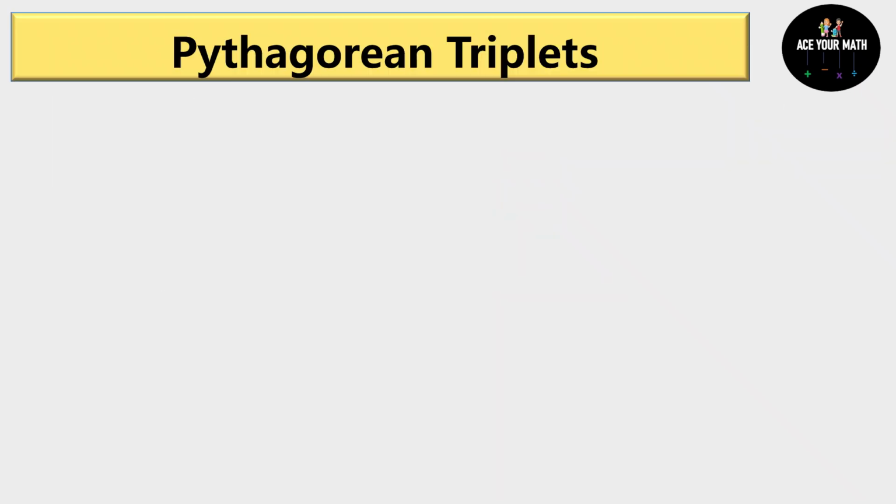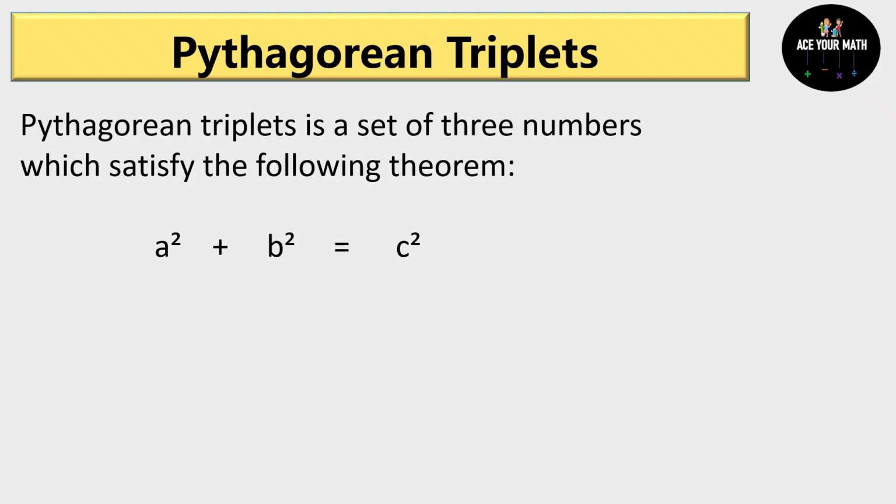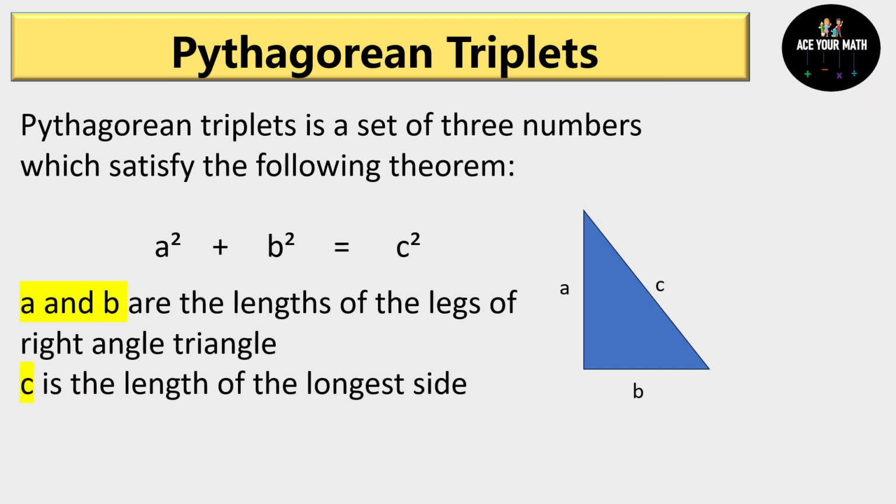Okay, now we'll understand what a Pythagorean triplet is, because the next few sums are related to this. See, Pythagorean triplets: let's say there is a right angle triangle whose three sides are A, B, and C. So what are A and B? A and B are the lengths of the legs of a right angle triangle and C is the longest side. So when A, B, and C satisfy the theorem A square plus B square equal to C square, then A, B, and C are known as a Pythagorean triplet.